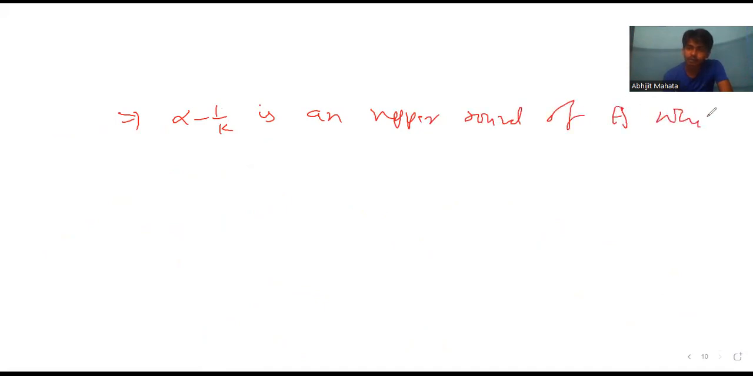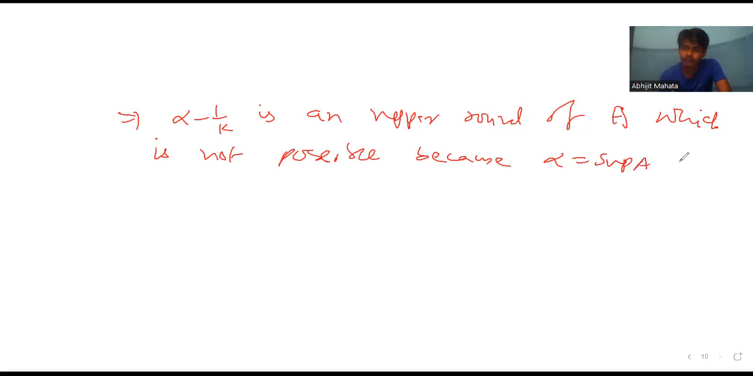So this implies what? This implies alpha minus 1 by k is an upper bound of the set A, which is not possible. Why? Because alpha is the supremum, the least upper bound, and alpha minus 1 by k is less than alpha. So that's why it is not possible.